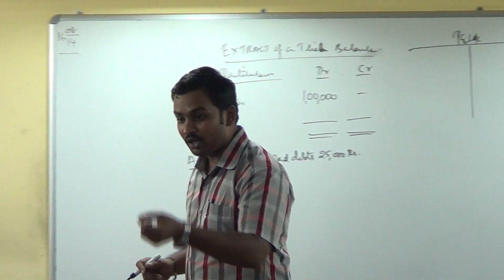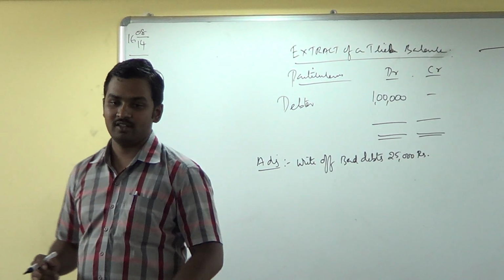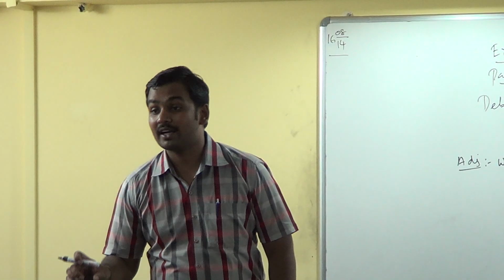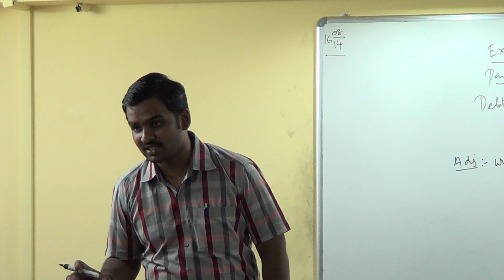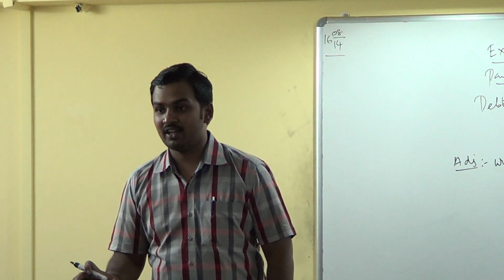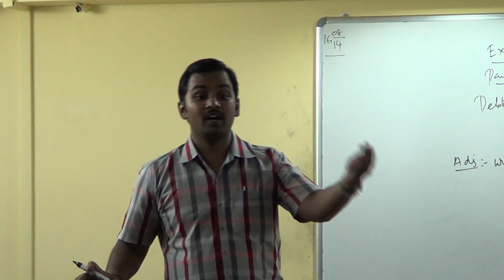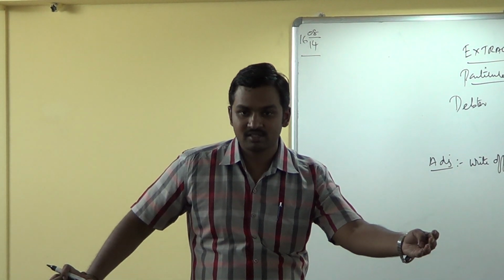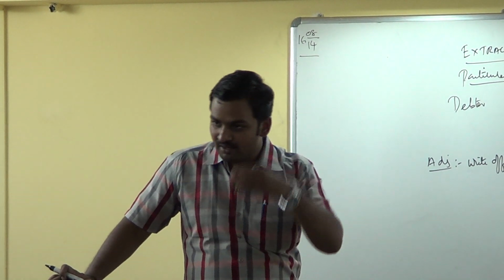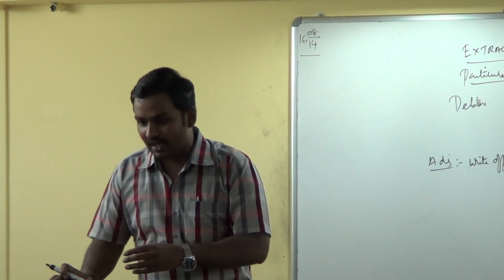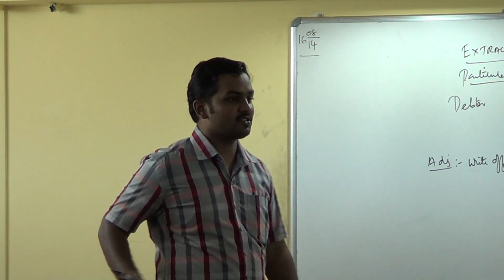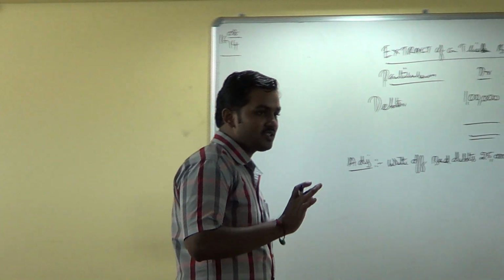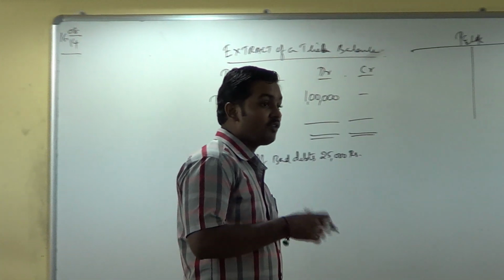That means you have to now pass a journal entry. What is the journal entry you have to pass? Bad debts account, debtor to debtors account. You have to pass this entry. Again prepare your ledgers. Give effect of this entry on the ledgers. Again balance the ledgers. Prepare trial balance. Then you prepare your final accounts. All this exercise and time waste is not at all required. So how will we adjust?